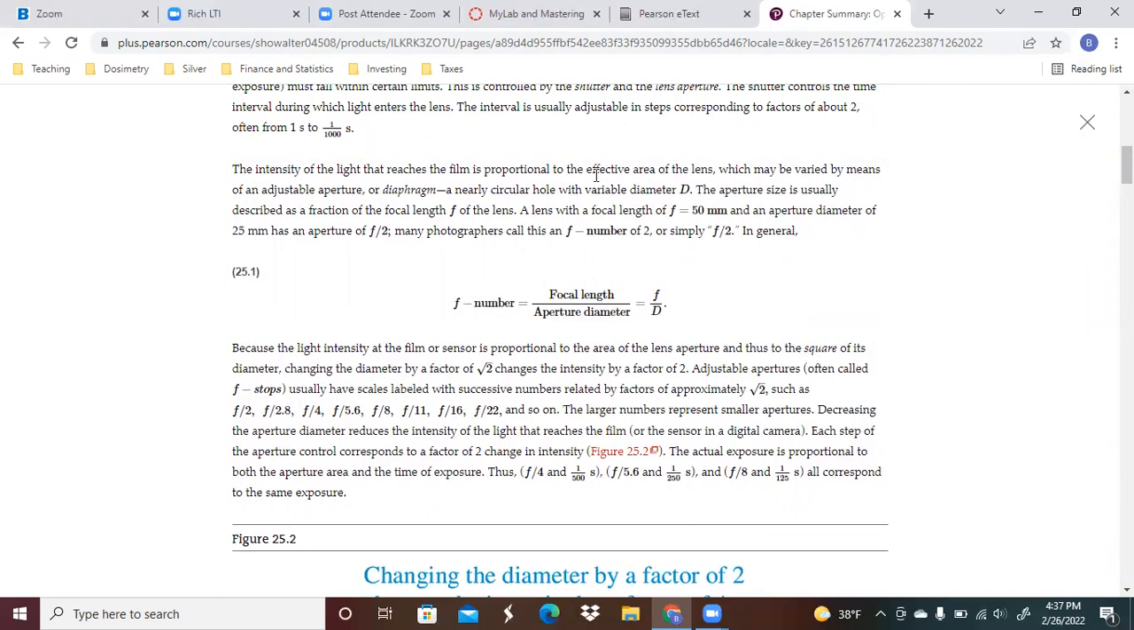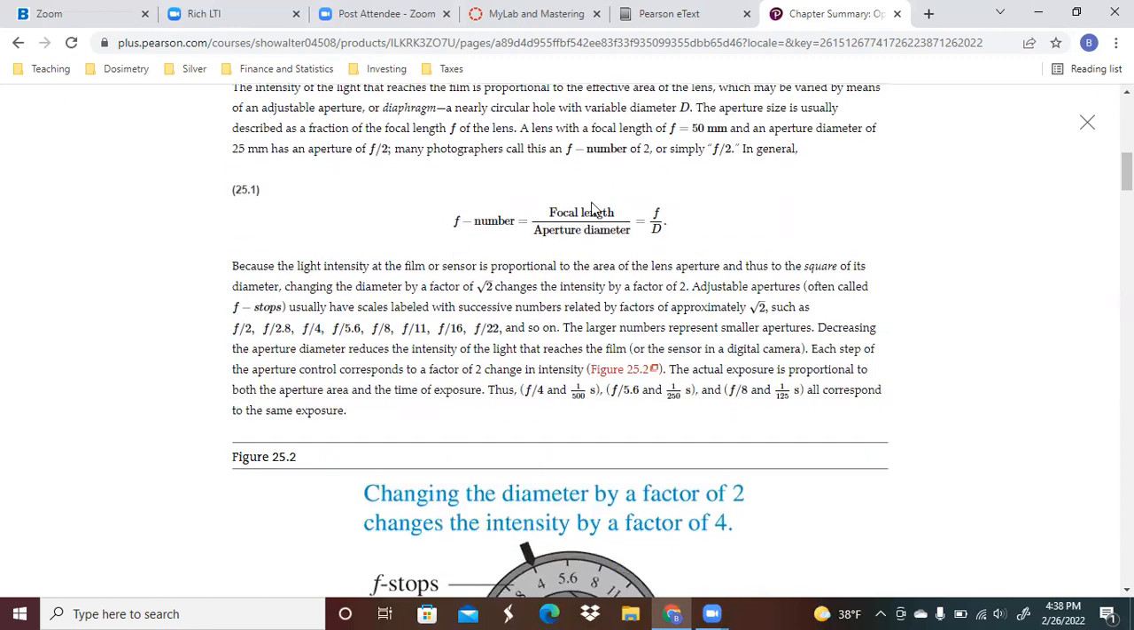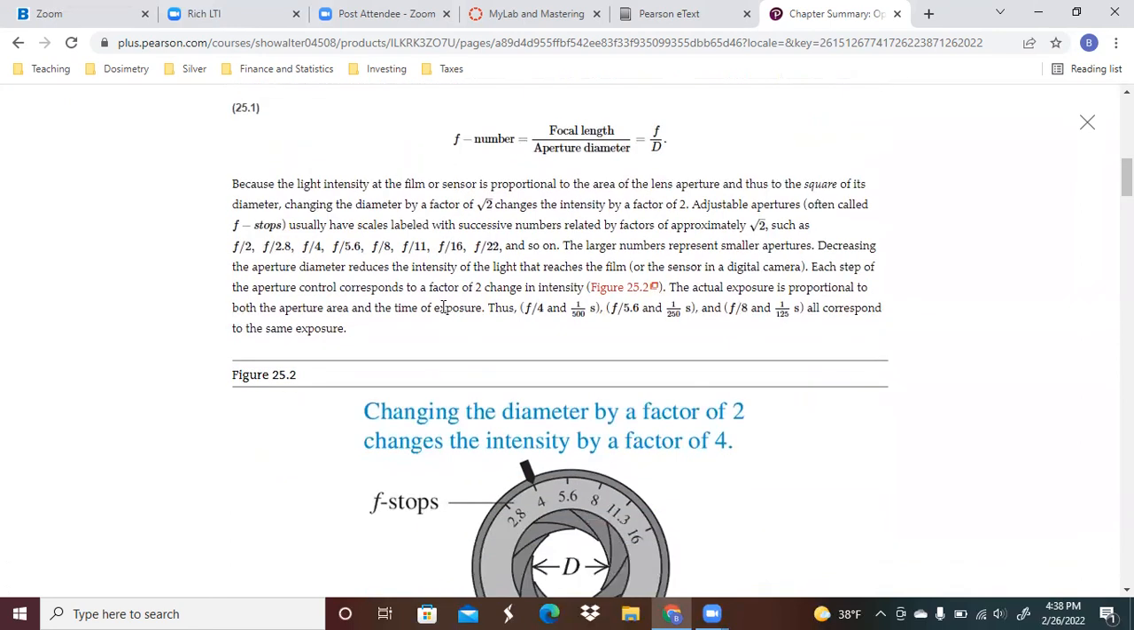So the intensity of the light that reaches the film is proportional to the effective area of the lens, which may be varied by means of an adjustable aperture or diaphragm, a nearly circular hole with a variable diameter. The aperture size is usually described as a fraction of the focal length of the lens. A lens with a focal length of 50 millimeters and an aperture diameter of 25 millimeters has an aperture of f/2. Many photographers call this an f number of 2 or simply f2. So in general, the f number is going to be the focal length divided by the aperture diameter.